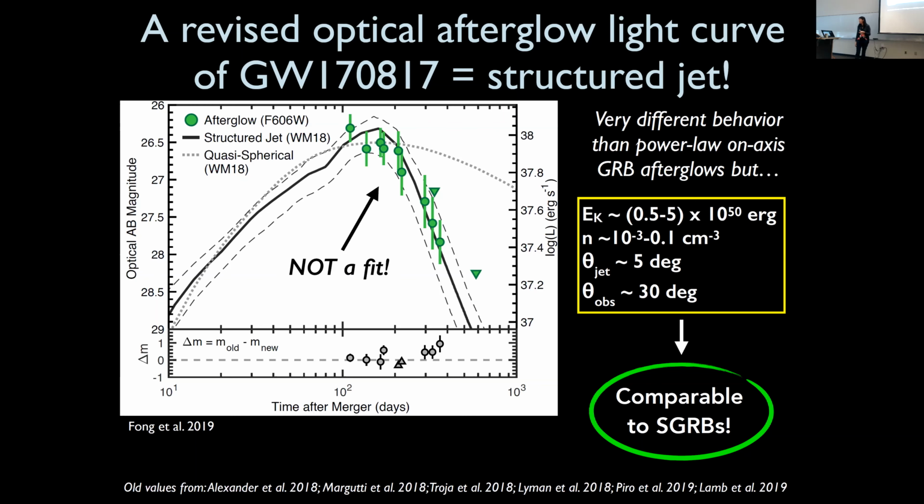Not a fit. So it's very different behavior than the power law on-axis afterglows, just because of the different vantage point. But when you infer the explosion properties, the kinetic energy, density, and the geometry of the jet, so we think of a 5-degree jet, they were actually extremely similar to those of short gamma ray bursts. So it's different temporal behavior, but just because of the off-axis angle. And we think that maybe short gamma ray bursts may also have these structured jets as well. But we're not able to see them because we're only privy to the on-axis emission. And so it's comparable to short gamma ray bursts.